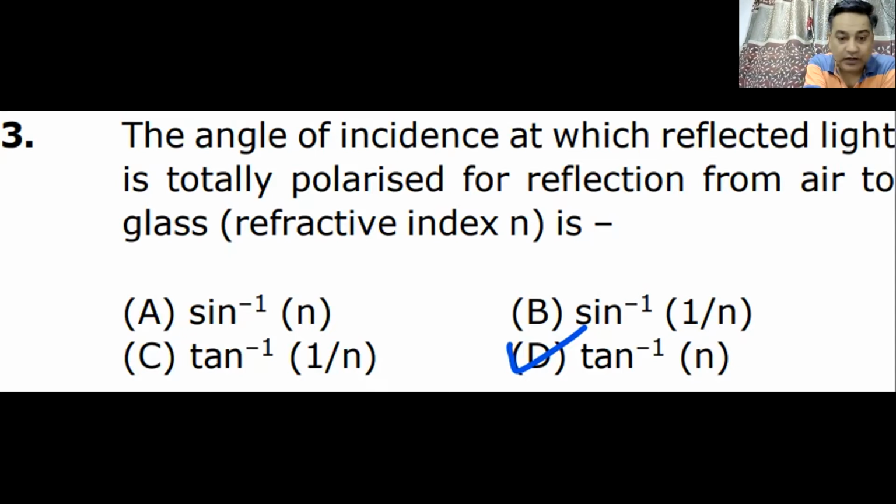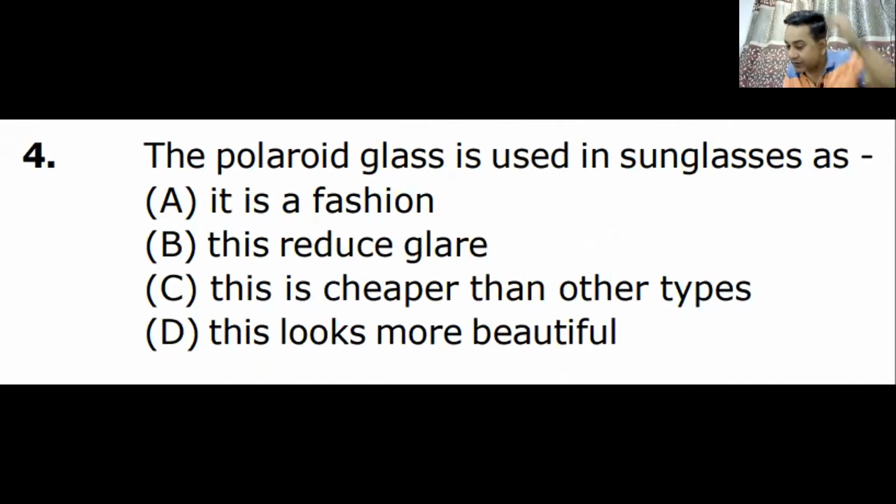Question number 4 comes on your sheet. I hope you can give me the answer for this one. The polarized glass used in sunglasses is for fashion, reduces glare, is cheaper, or looks beautiful? It is B. It is used to reduce glare, and I hope you can understand why. It's polarized glass. Next one.